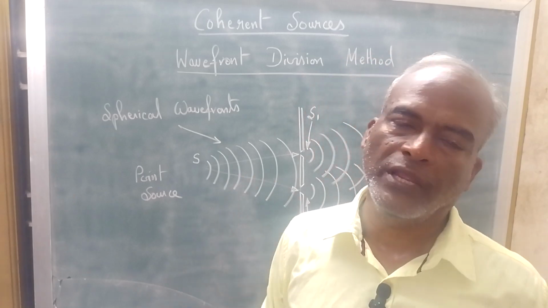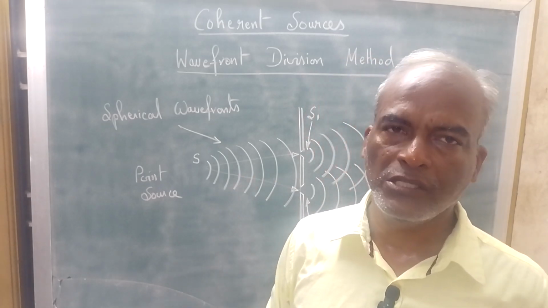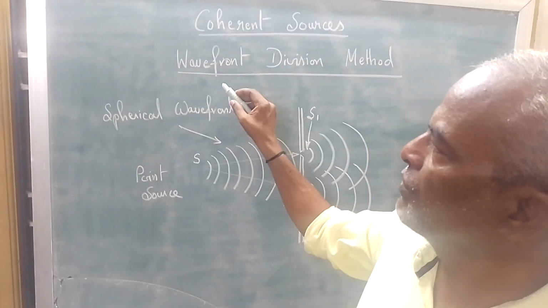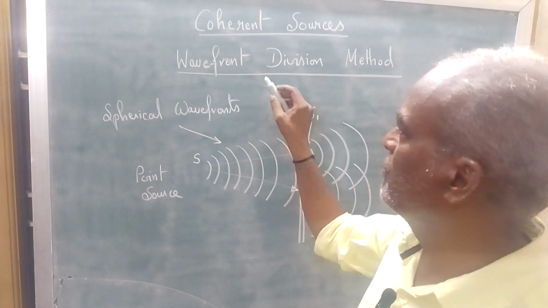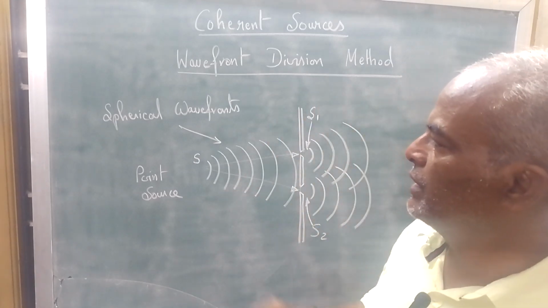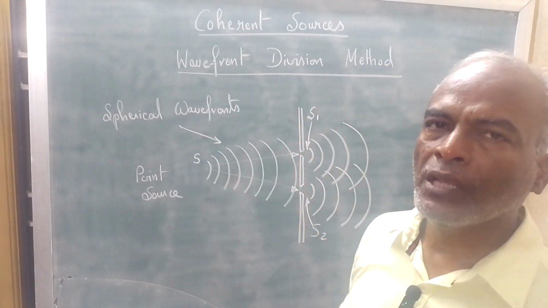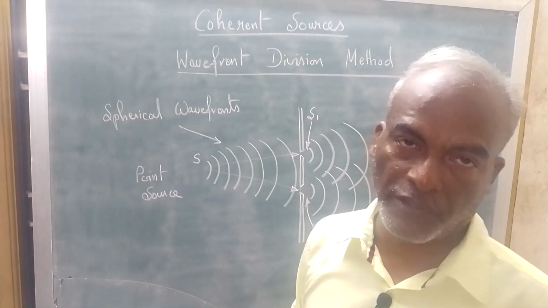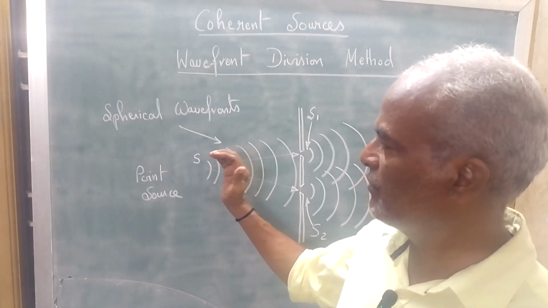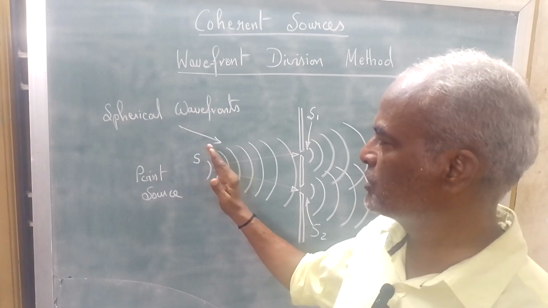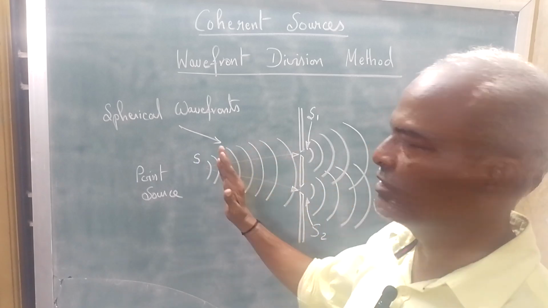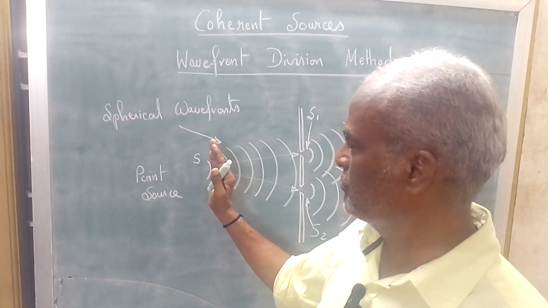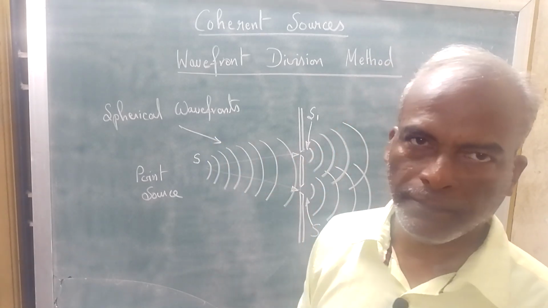Now, how to generate coherent sources or coherent waves? For that we have one of the popular methods, called the wavefront division method. Here we have a point source. This point source will generate a spherical wavefront. The spherical wavefront from the point source starts moving. Assume it is moving towards the right. Of course it is propagating everywhere, but assume that it is propagating in this direction.